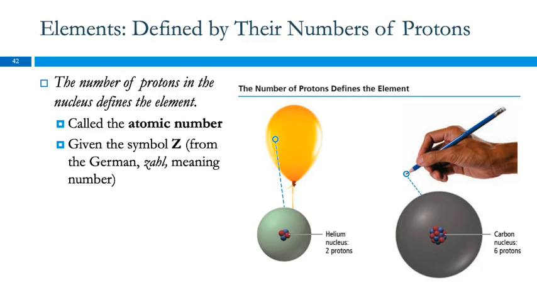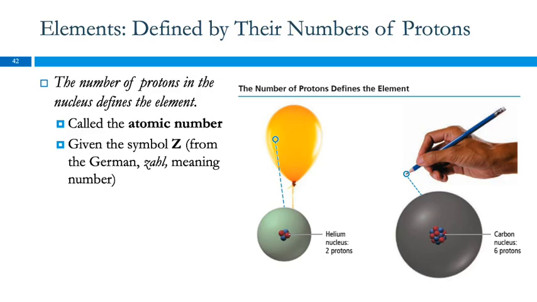So the number of protons in the nucleus is what defines an element. Here we have an illustration of a helium atom. In the helium nucleus are 2 protons. Any atom that has 2 protons is helium, and all helium atoms have 2 protons. Over here is carbon. We can tell it's carbon because it's got 6 protons.